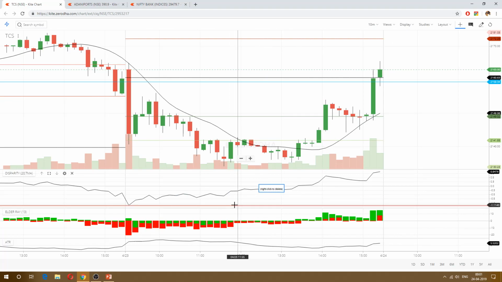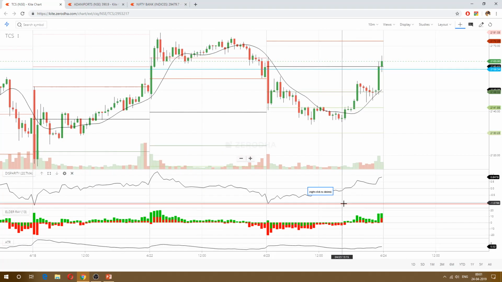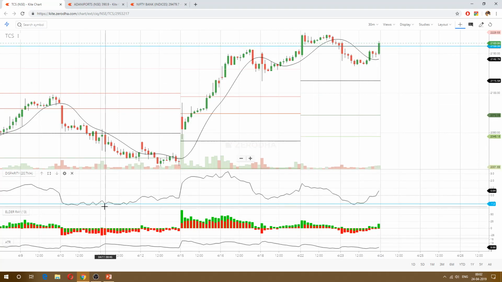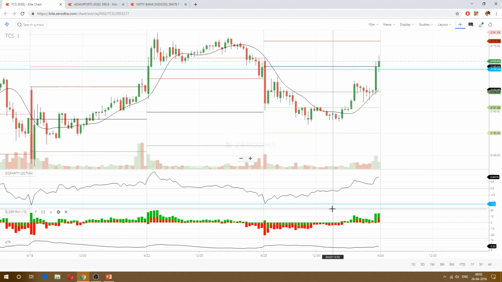Okay, see how we spotted the possible reversal here, the extreme point of disparity. This thing will vary from time frame to time frame. So if you're trying to trade this on a 30 minutes time frame, it will vary. Here we are lucky that it's still at this range, but for some stocks it will vary. This thing varies from stock to stock. So if you're drawing this line on 10 minutes and changing your time frame, make sure to check it.